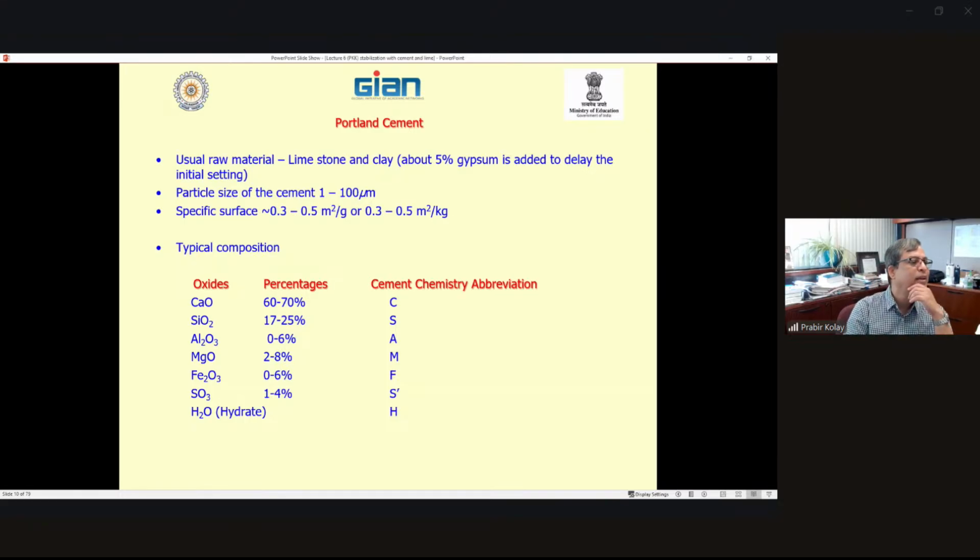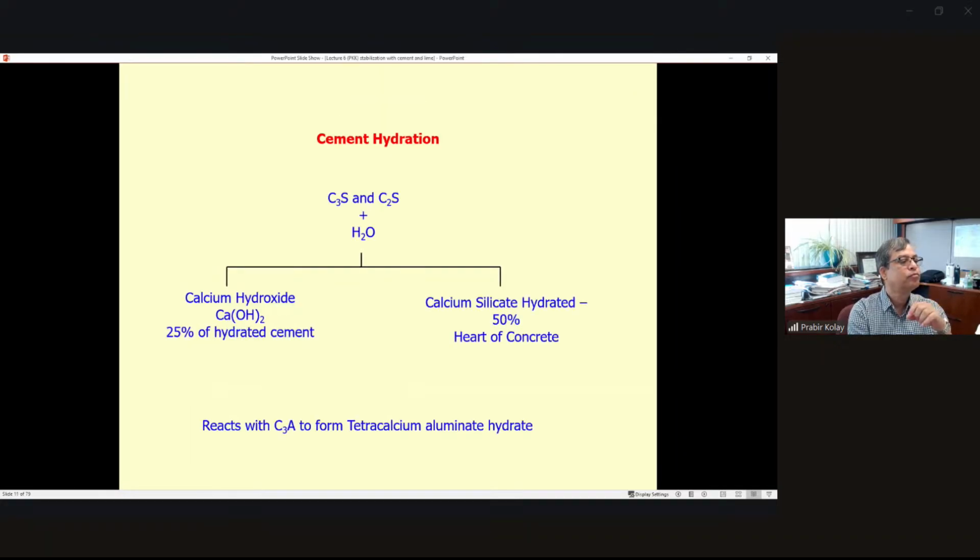The typical composition of cement: calcium is the one that binds together, with calcium oxide at 60 to 70%. Then silica is 17 to 25%, and alumina is 0 to 6%. Then there are iron, manganese, magnesium, and sulfur, a few other things. Calcium we generally denote by C, silica by S, and alumina by A. So when you say CSA, calcium sulfoaluminate, these are the different abbreviations generally used.